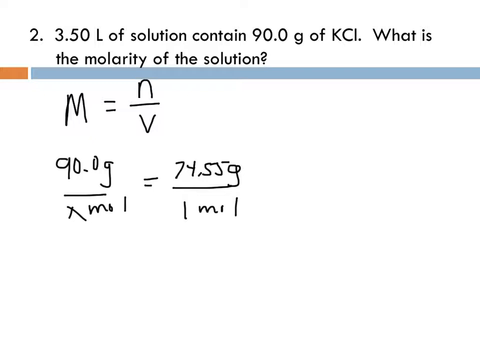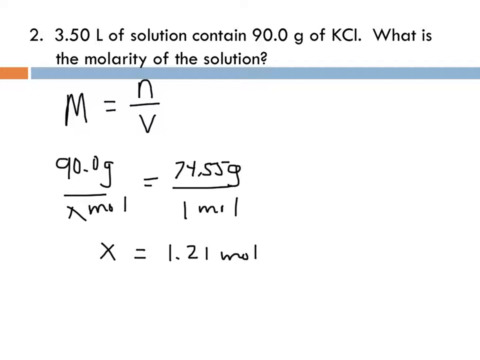90 grams is to X moles, as 74.55 grams is to 1 mole. 74.55 is the molar mass for potassium chloride. 1 potassium, 1 chlorine. This gives you 1.21 moles.